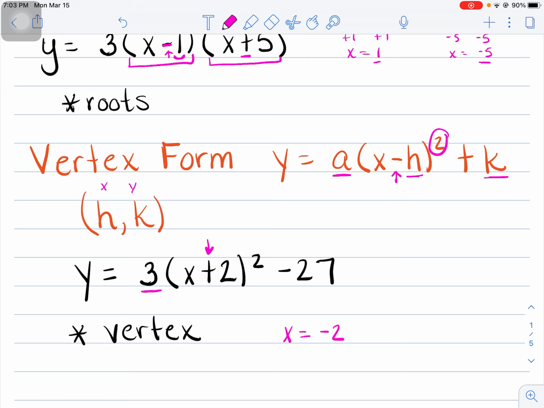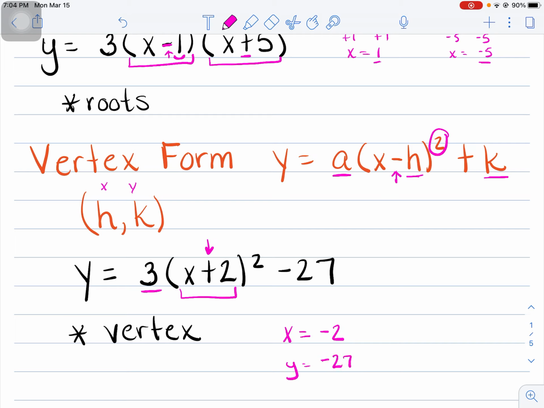And then when I plug this in, if you're not sure and you get confused, think about what's going to make this 0. What's going to make this section here 0? Well, if I put a negative 2 plus 2, I get 0. And 0 squared is still 0, times 3 is 0. And then I have a negative 27. That tells me my y, or my k, is negative 27.